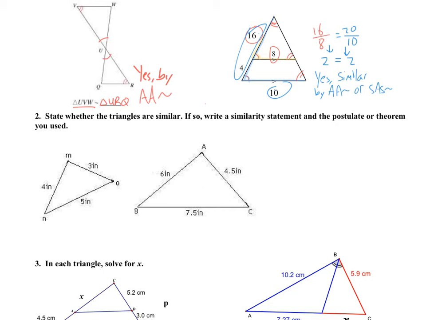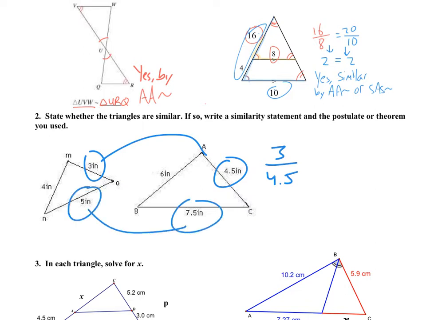Okay, so we need to check. We don't know anything about the angles, so our only hope is side, side, side. So we need to take the sides and correspond and match them up. We have 3, which is the smallest side. That corresponds to the smallest side, 4.5. Very important that you match up small with small. And then we've got the large one. Let's go. 5 is the largest in that triangle. 7.5 is the largest in that triangle.